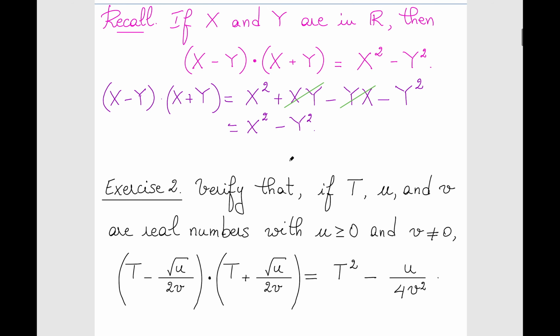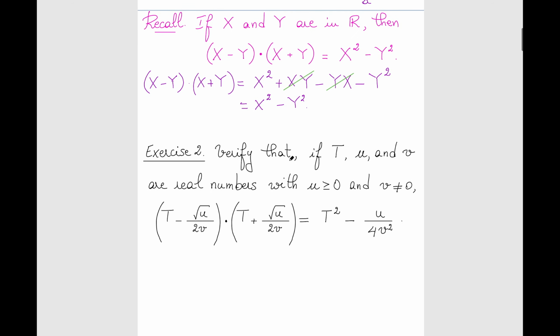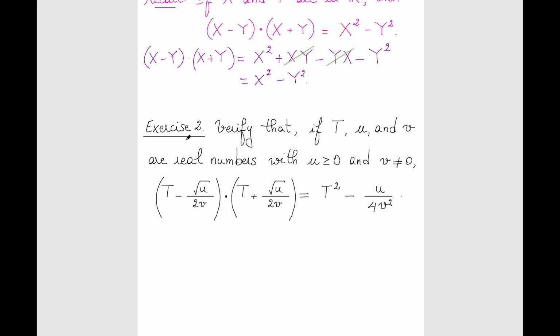All right. With this in mind, now we're going to verify this. This is exercise 2. If t, u, v are real numbers, so if I have 3 real numbers with the property that u is non-negative and v is non-zero, then this left-hand side is going to be this right-hand side. Okay. So why are we assuming u not to be negative? Because we're talking here about the square root of u, right? So certainly this has to be part of the discussion, right? Remember, square root of a negative number doesn't make sense, correct?